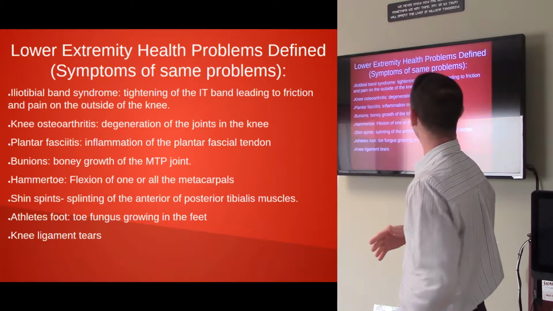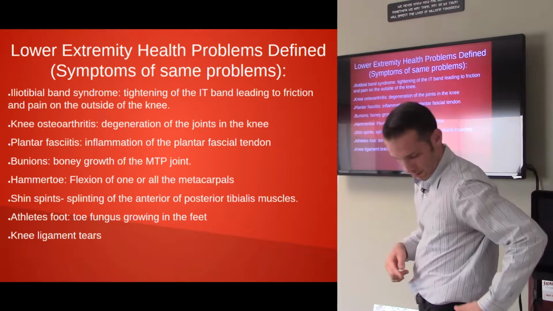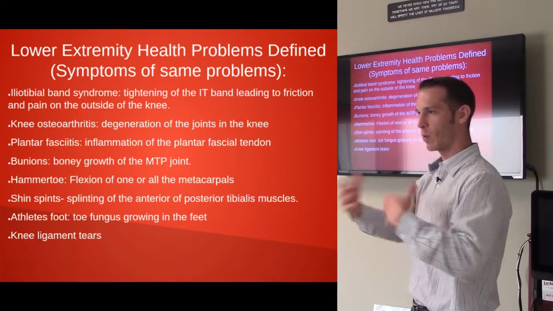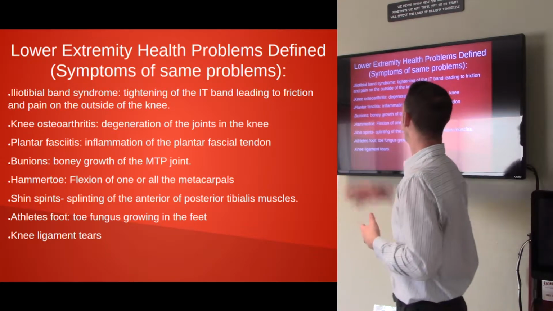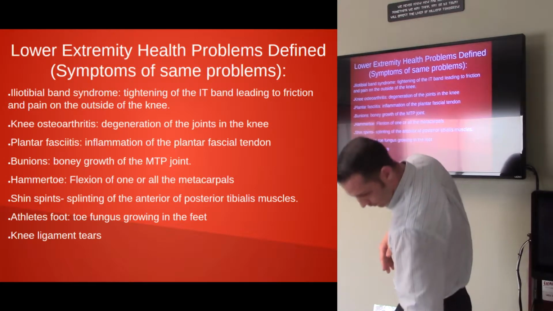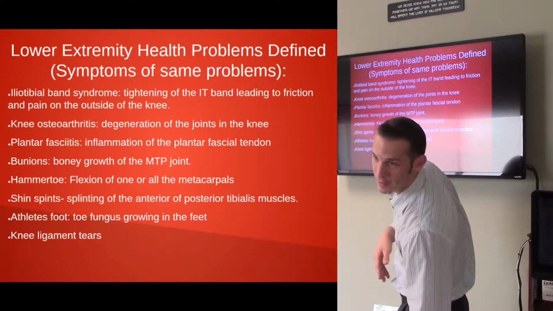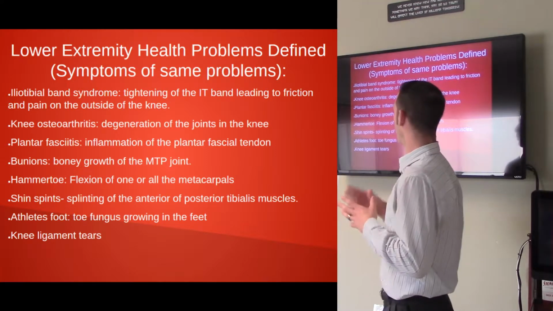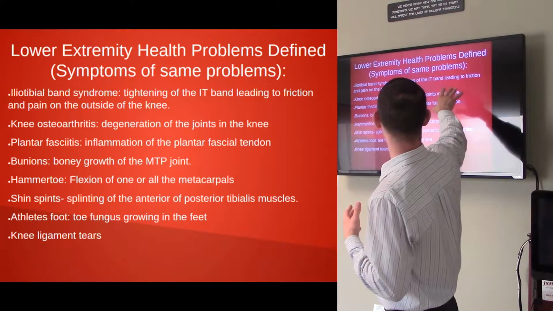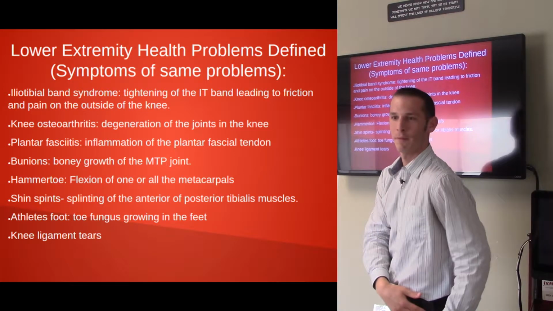So IT band syndrome, there's a muscle, and we're going to show you some of the actual anatomy in a little bit, but I just want to bring up what the problems are, right? So IT band syndrome, there's this band that goes from here and inserts right here on the lateral aspect of the knee, okay? What happens is, it's pretty much a tightening of that band leading to friction and inflammation in that area there.